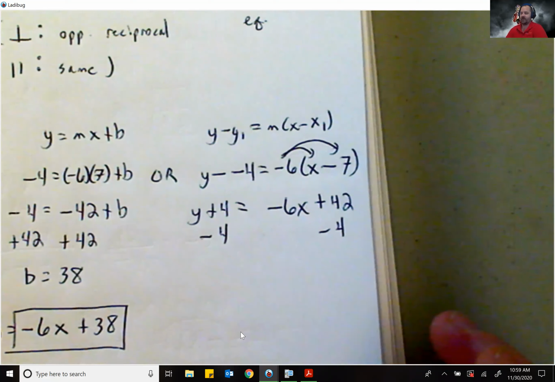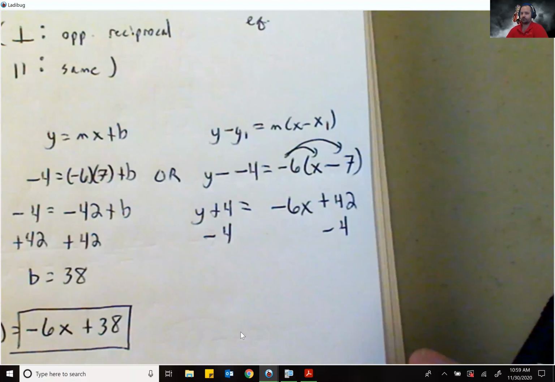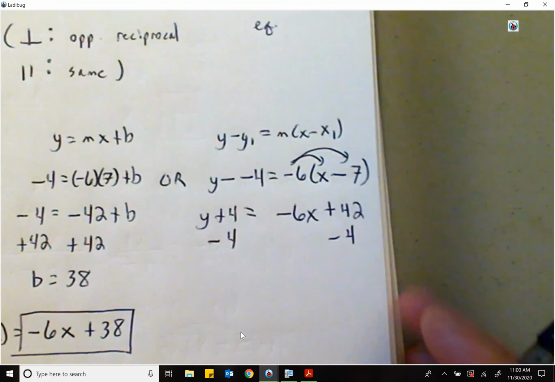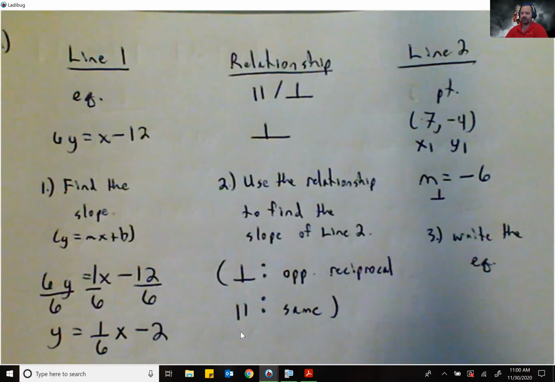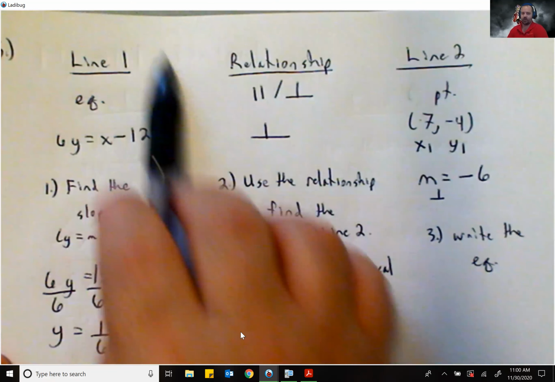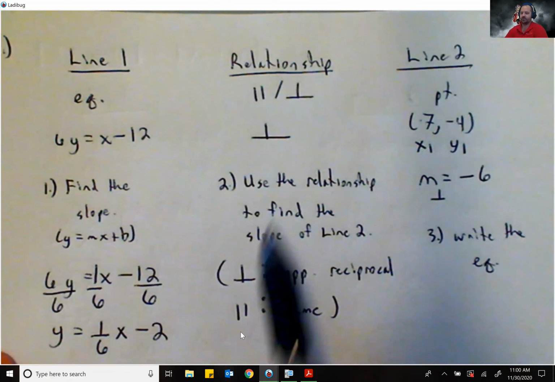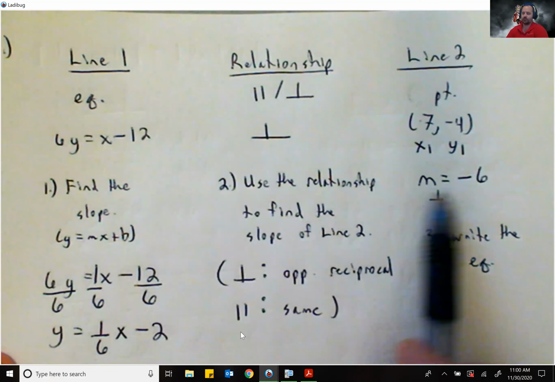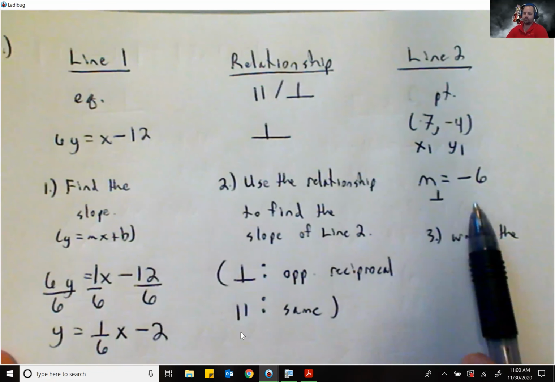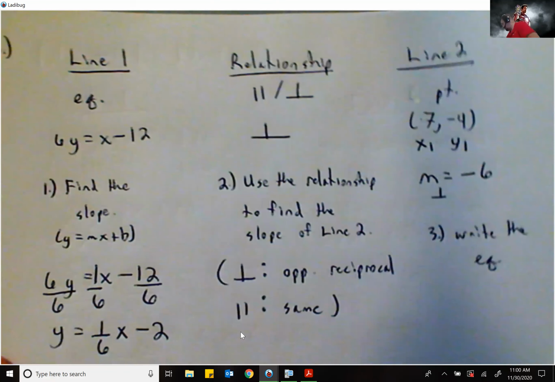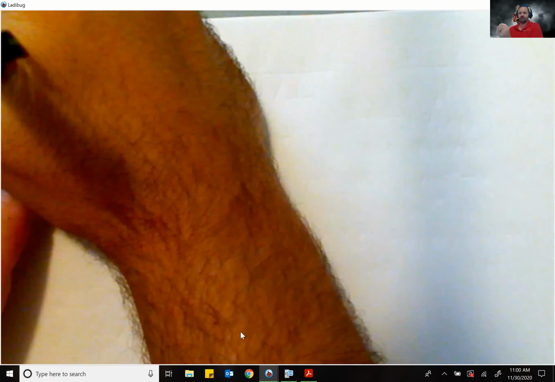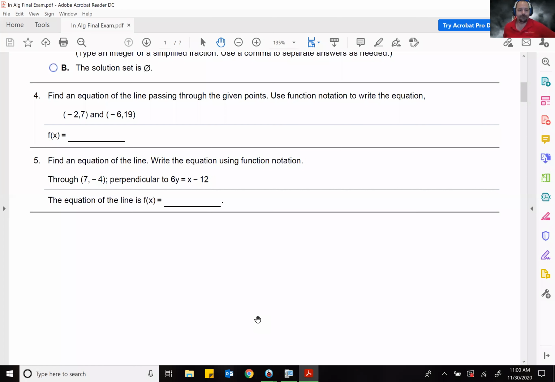Any questions about number 5? No. It's a nice little 3-step process. Okay. Find the slope of line 1. That's all it's good for. Use the relationship to find your new slope. And then write your equation. Number 6.